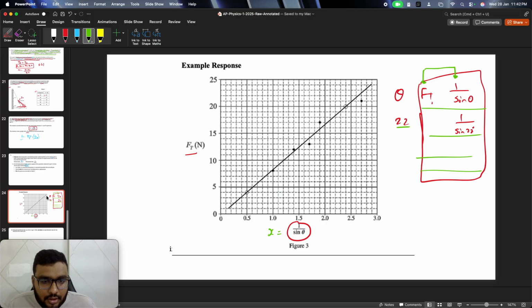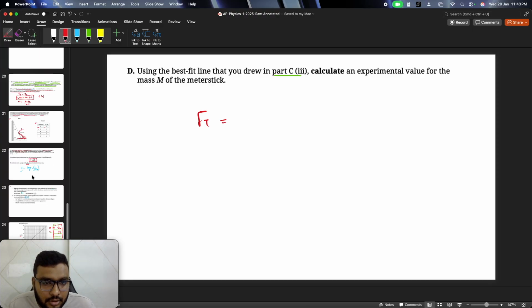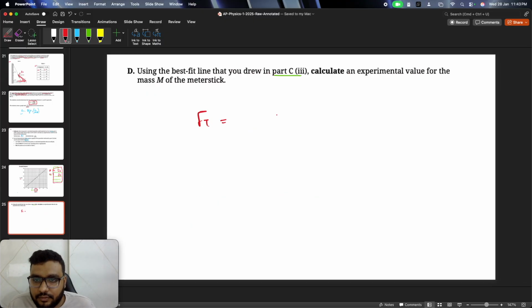Okay, now once we have a graph, the question wants us to use the best fit line that you drew in part C3 to calculate an experimental value for the mass m of the meter stick. Okay, what was the formula we knew? So Ft is equal to 5mg upon 6 times 1 upon sine theta. So if I figure out the slope, I can simply find the value of m. The slope will be equal to 5mg upon 6.